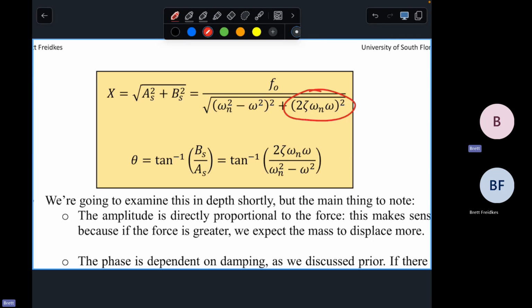Because even when omega equals omega n, which is resonance, this term goes away because they're equal, but there's still something in the denominator that's non-zero that you're dividing by. It will ensure that you don't blow up. The damping helps minimize the vibrational response of the mass.